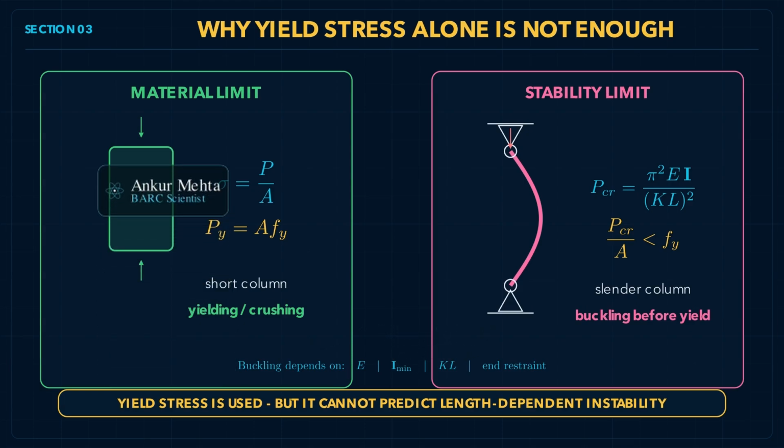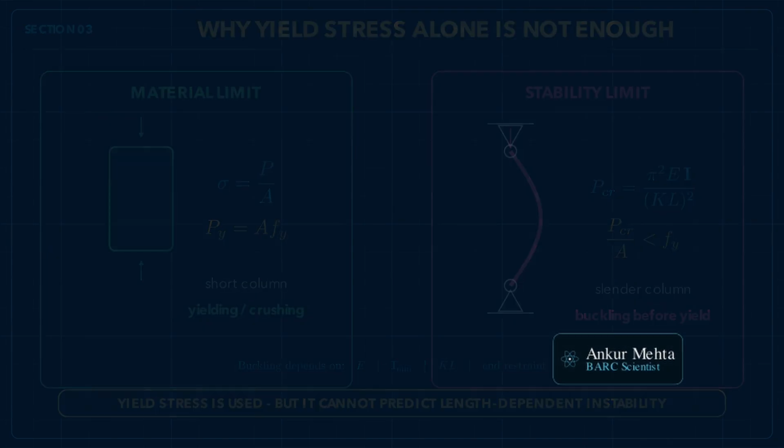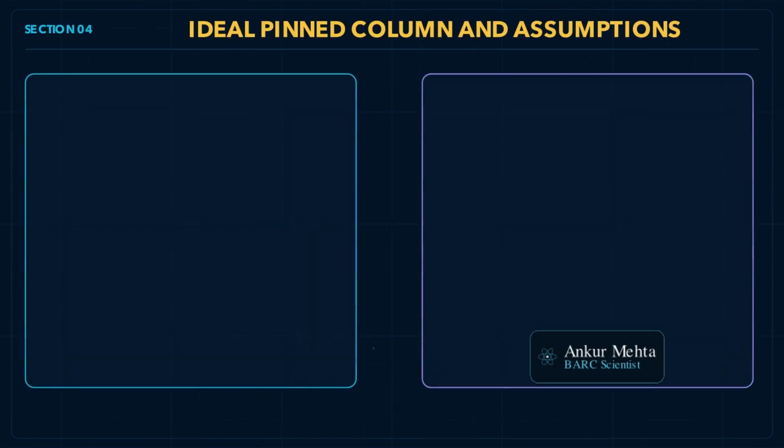F_y, the yield stress, is not ignored. It governs short columns and is used in modern inelastic design curves, but it cannot predict a length-dependent instability. For that, we need Euler's formula, which accounts for elastic modulus E, second moment of area I, effective length, and boundary conditions, the true parameters controlling lateral stiffness. Let us now look at the classical derivation.